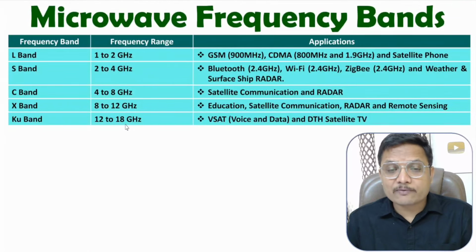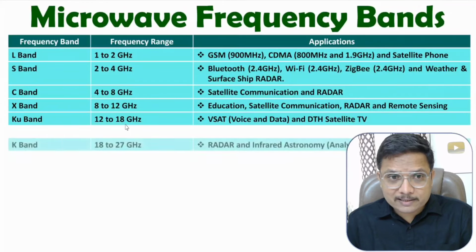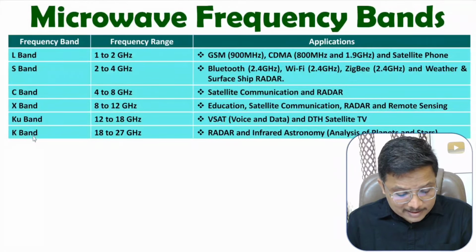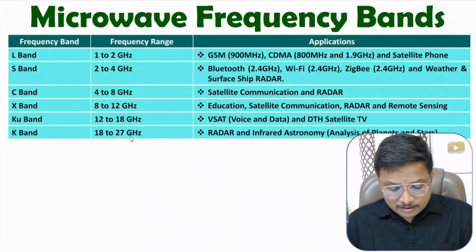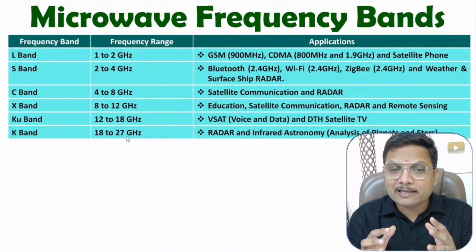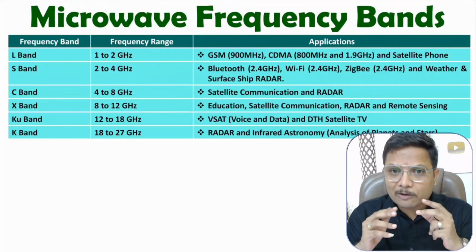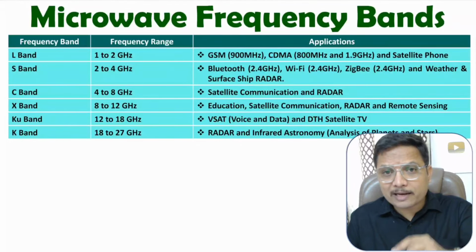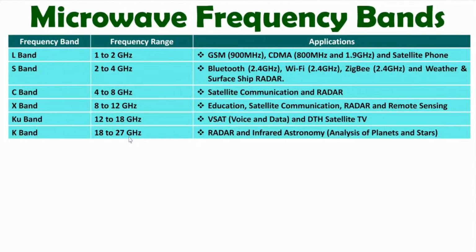After the Ku band, the next band is the K band. The K band has a frequency range from 18 to 27 GHz. With this frequency range, we have many applications based on radar and satellite communication. But along with that, one more popular application is based on infrared astronomy. In infrared astronomy, we analyze planets as well as stars.